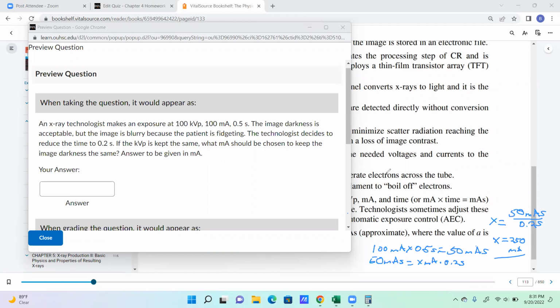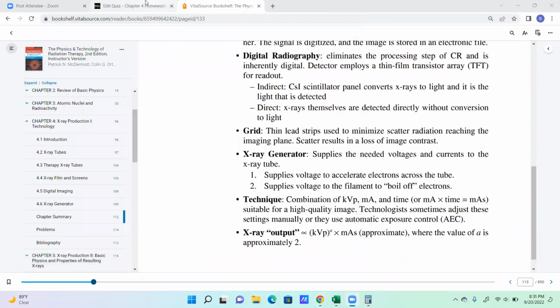So let me clear this out. And again, it's all about keeping the output the same. Basically, it's giving the patient much less of a chance to actually move around and cause blurring of the image.